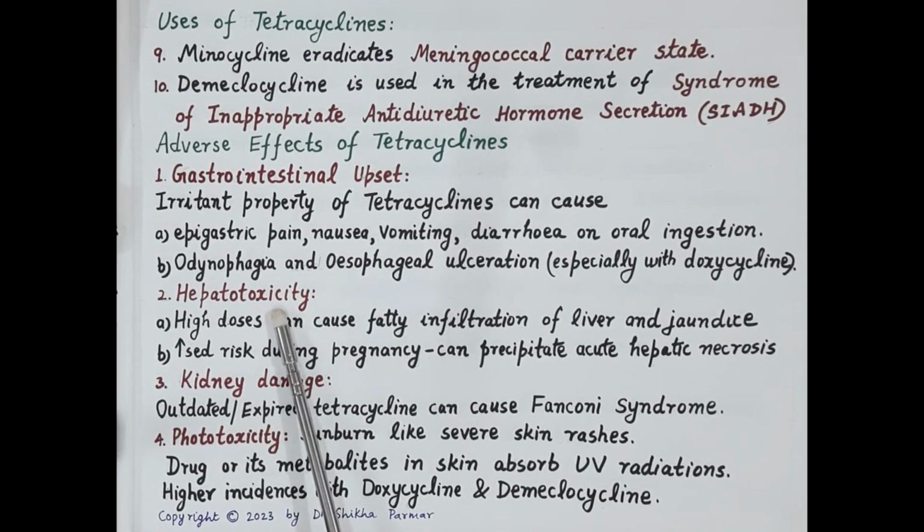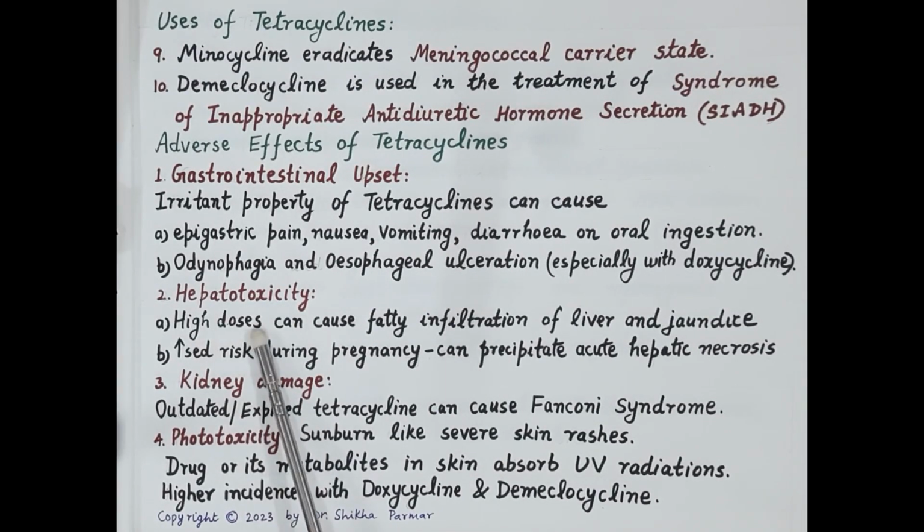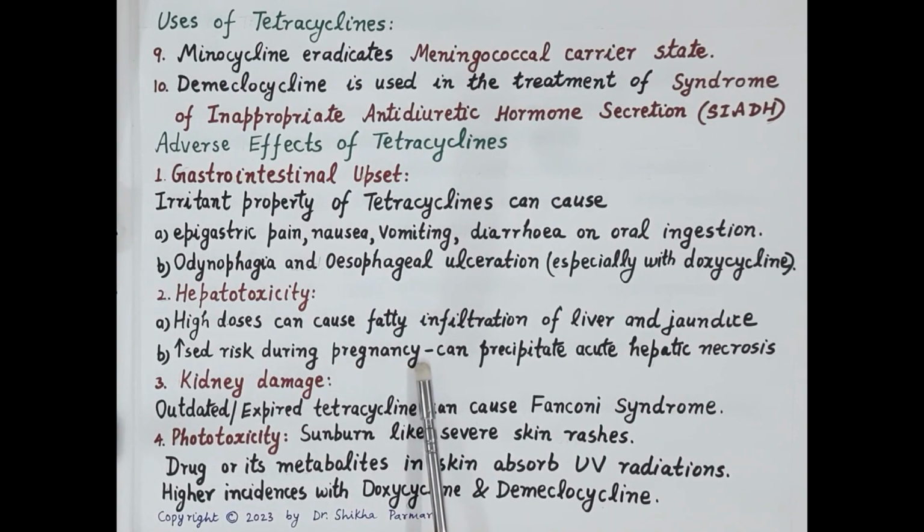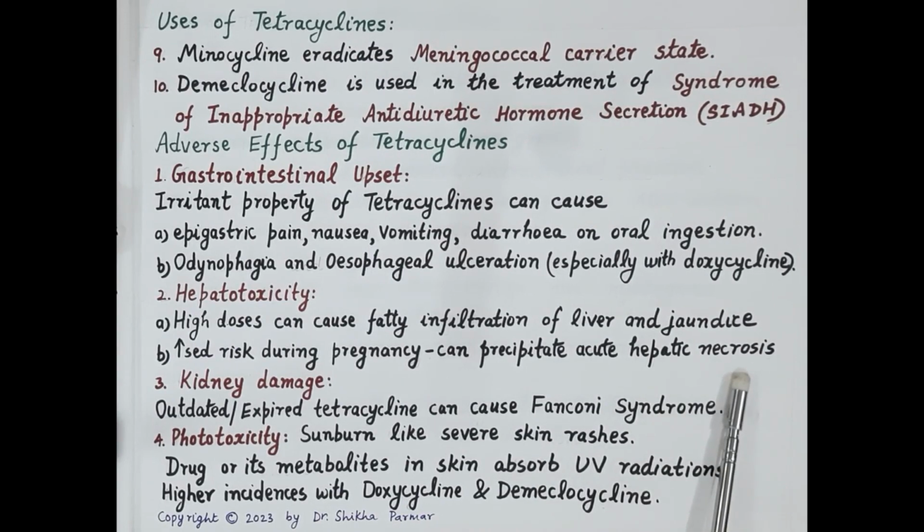Then another adverse effect is the hepatotoxicity. Now, high doses of tetracyclines can cause fatty infiltration of liver, that is storage of extra fat in the liver, and can also cause jaundice. Now, very important, risk of hepatotoxicity increases during pregnancy, and this can precipitate acute hepatic necrosis, that is the death of the liver cells, death of hepatocytes, and this can cause liver dysfunction, or this can even result in liver failure, and thus tetracyclines are contraindicated during pregnancy.